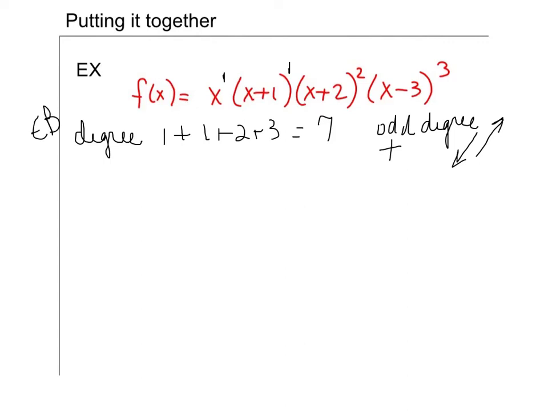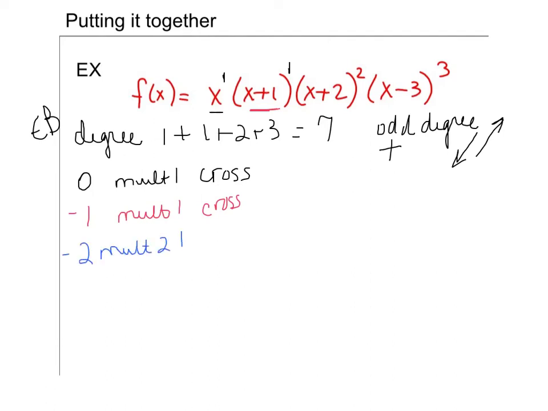Okay, so then what we want to do after this is look at our factors and note the multiplicity. This first factor, x, is 0. It's to the first power, so it's a multiplicity of 1. That's a cross. My next factor is negative 1. It also has a multiplicity of 1, so it is a cross. The third factor is negative 2. It has a multiplicity of 2, and that is a bounce. And then the final factor is 3, with a multiplicity of 3, and that's a wiggle.